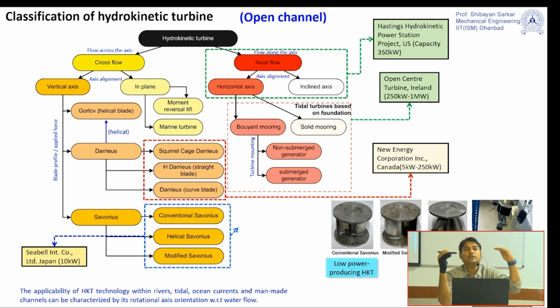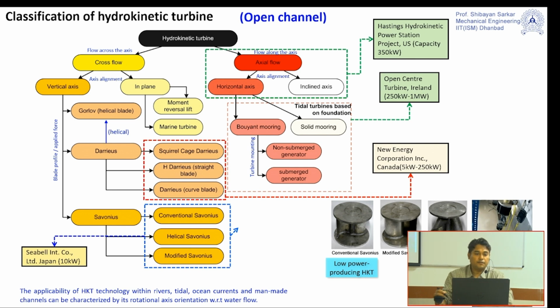Now fluid is coming in this direction. If I change the axis to this direction, then whenever fluid comes, the blades will be like this, the fluid will pass the blades, and after passing the blades, the fluid will go along the axis. So I will call this the axial flow direction of the turbine. Again, this axial flow type of turbine may have a horizontal orientation, or it may have some kind of inclined orientation, based on the application and the situation.